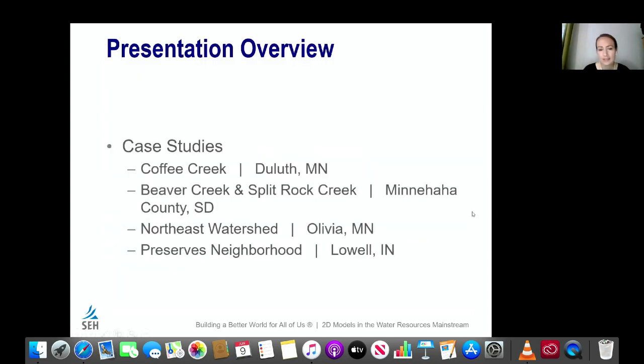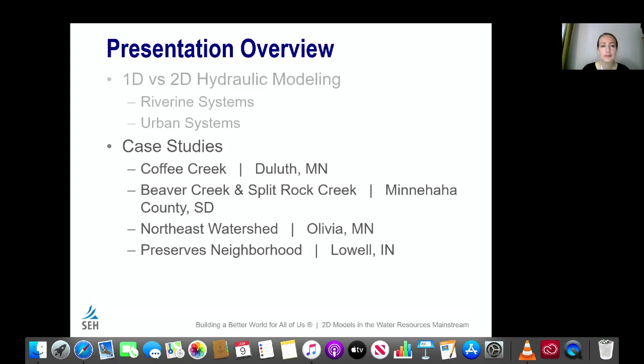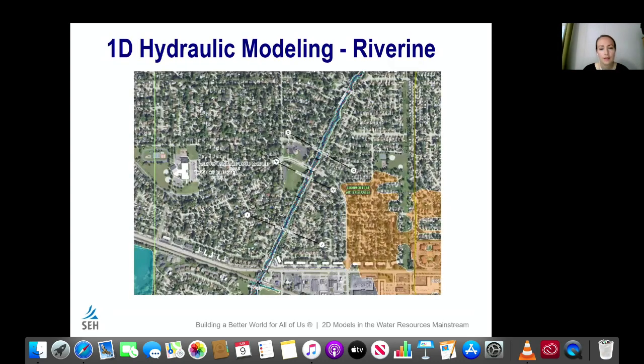The case study locations are listed here, but before I jump into those, I'm going to give a little bit of background information on the difference between 1D and 2D hydraulic modeling as it relates to riverine systems and urban systems. The inherent assumption with a one-dimensional model is that the conveyance and velocity and the physical forces associated with it are really only significant in one dimension.